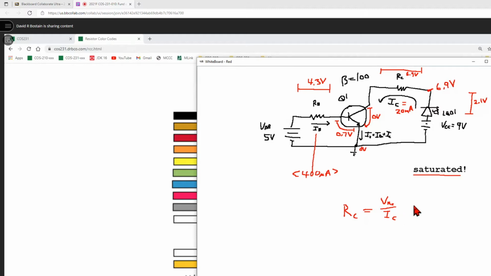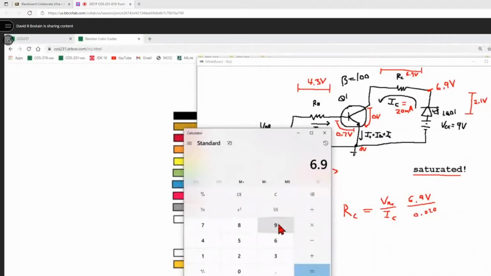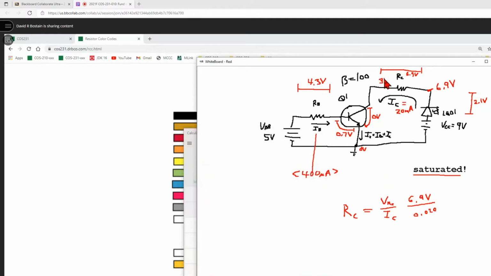So VRC is 6.9, I believe, volts. The current in amps is 0.020 amps. When I do that division, 6.9 divided by 0.020 is going to give me a 345 ohm resistor. Okay, we know there is no such thing. So we take the 345, take two significant digits, and it becomes a 350 ohm resistor.